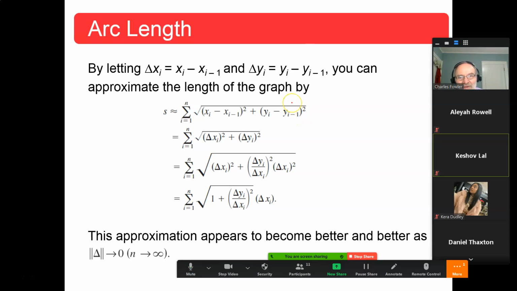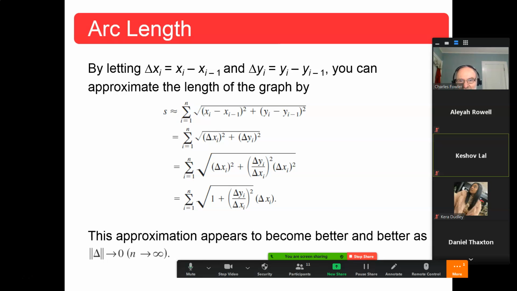Let's just pick one. When i is equal to 1, this would be x sub 1 minus x sub 0 squared plus y sub 1 minus y sub 0 squared. Then you go to the next one, i equals 2: x sub 2 minus x sub 1 squared plus y sub 2 minus y sub 1 squared. So you see you're doing each of those lengths between every one of those points along that curve.